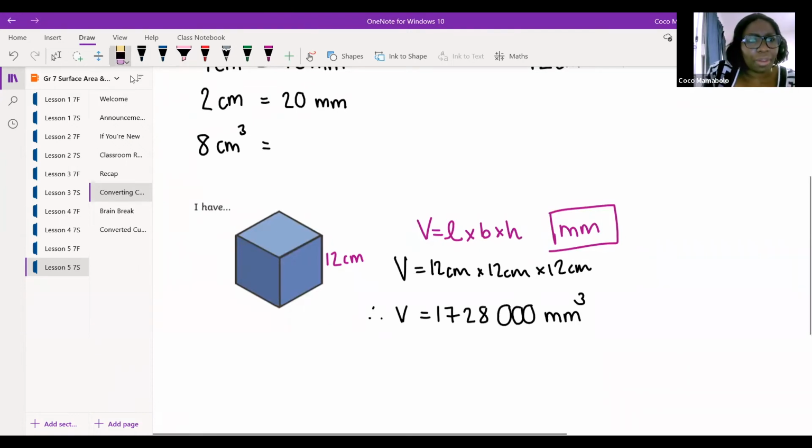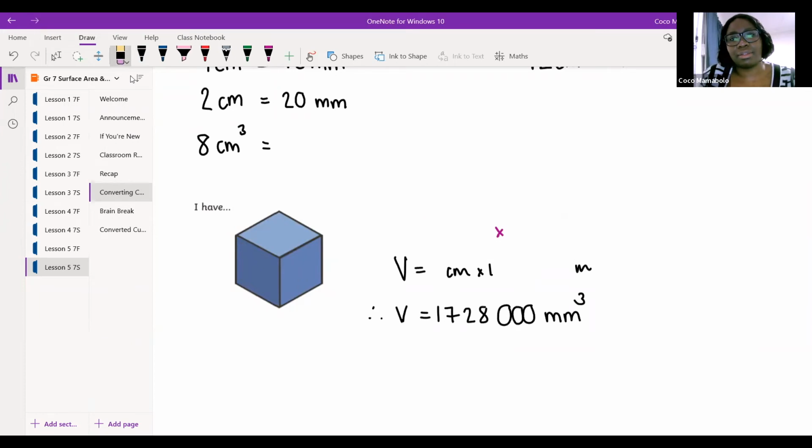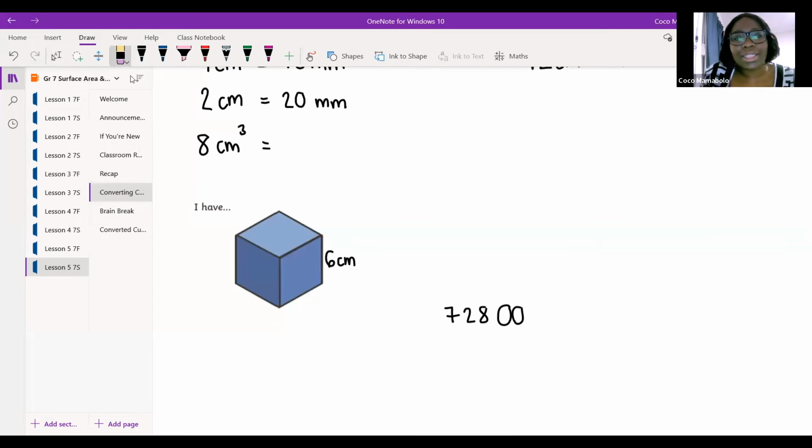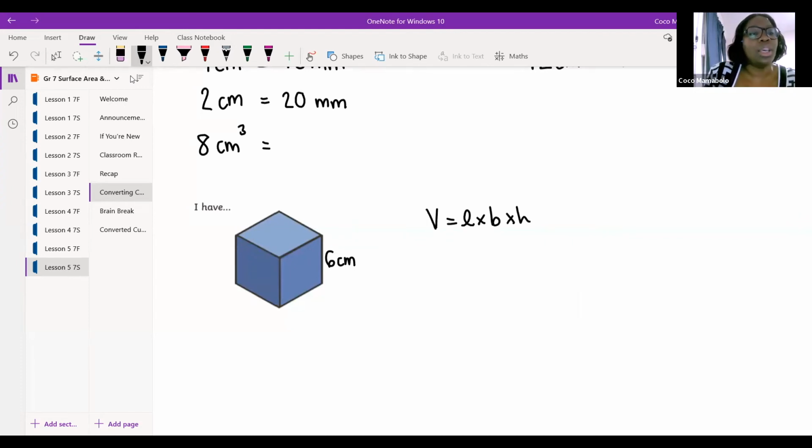Let me give you guys another one. If I say to you guys, one side of my cube is 6 centimeters. What is my answer for my volume in millimeters cubed? Remember, volume is length times breadth times height. If you want to try this, I need you to put your hand up, so that I can ask you to answer the question for me.